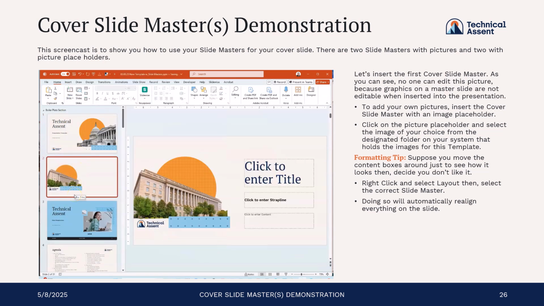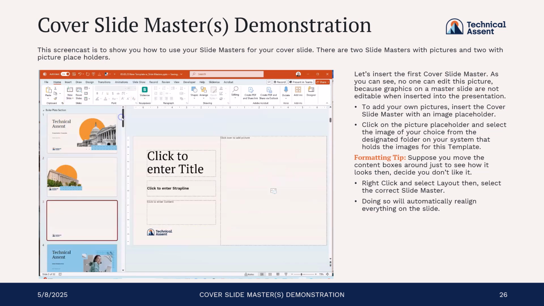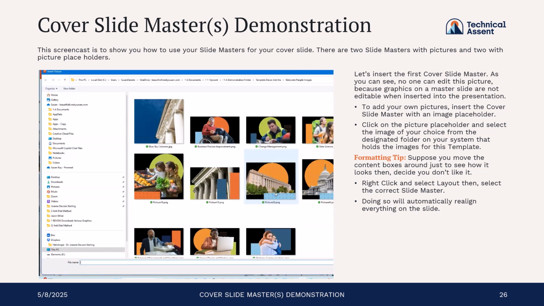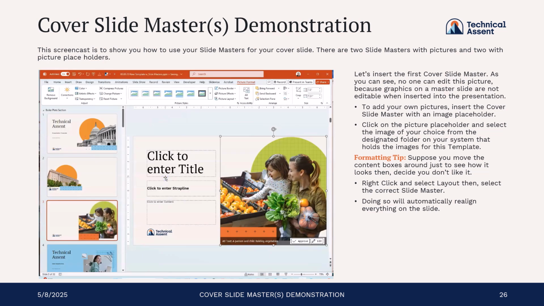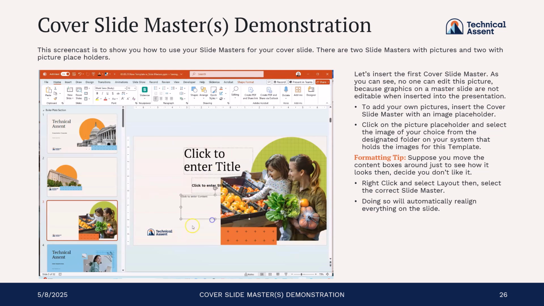Then, if you want to add your own pictures, insert the slide master with the picture placeholder. Click on the picture placeholder, select a picture. Now, suppose you want to move this around just to see how it looks, and you decide later that you don't like it.